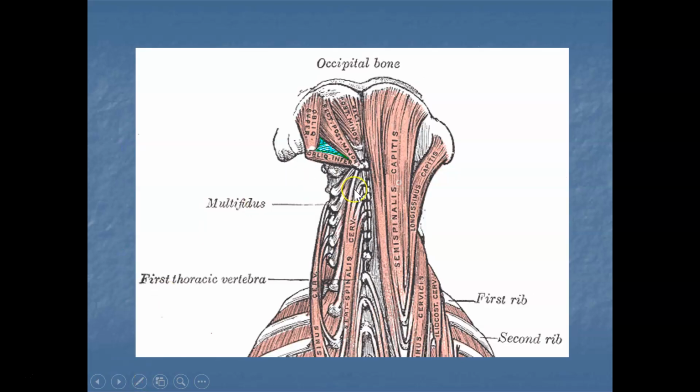So we see here is semispinalis cervicis here. And you can see now how when contracting, the spinous process will move towards the transverse process, thus causing contralateral rotation.